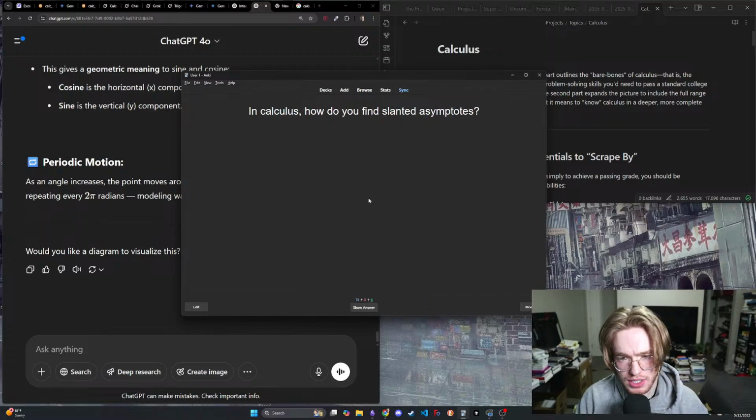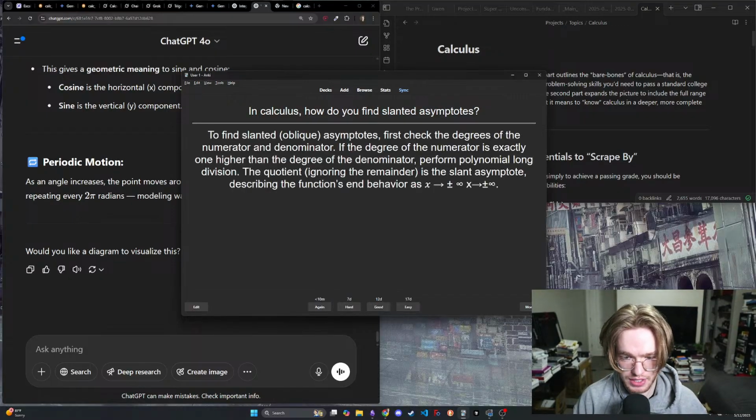Okay. How do you find a slanted asymptote? So slanted asymptotes are in functions where you have a polynomial being divided by another polynomial. If the polynomial's degree is 1 higher in the numerator, then you know that you have a slanted asymptote, and you use polynomial long division to figure out what that is.